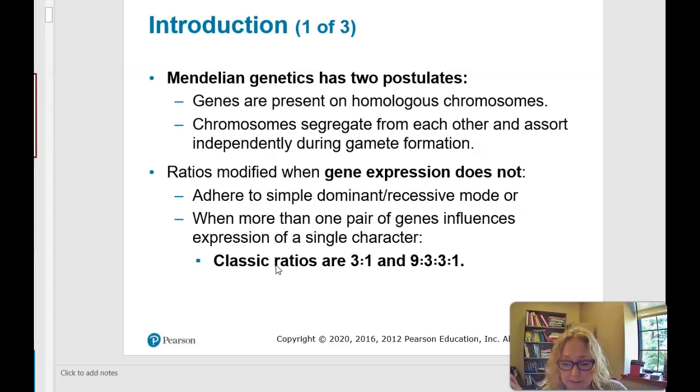You can have simple dominant or recessive, right? So that's a blood type. That's a pink in the middle of red and white, where there is more than one pair of genes that influence that trait. Otherwise, your classic ratios are 3:1 or 9:3:3:1.